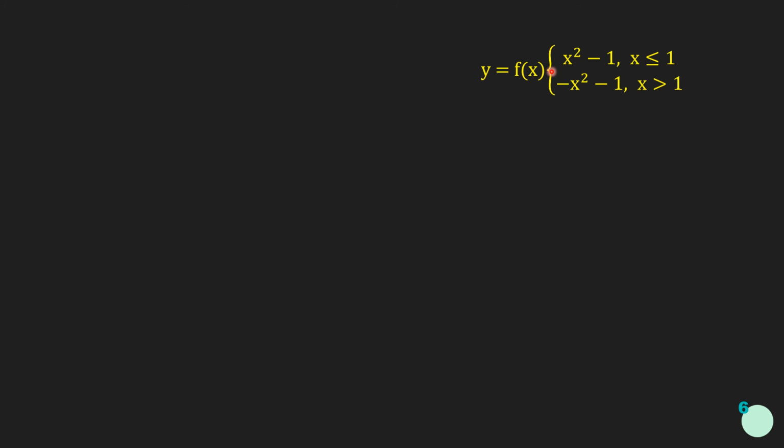f(x) equals x square minus 1 when x is less than or equal to 1. f(x) is minus x square minus 1 when x is greater than 1. But before we find its limit, let us draw its graph first.